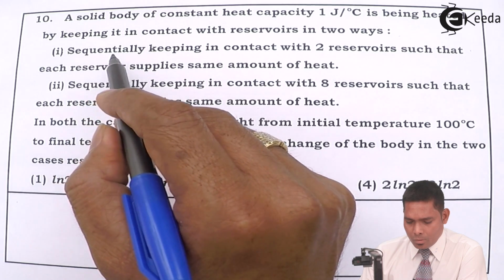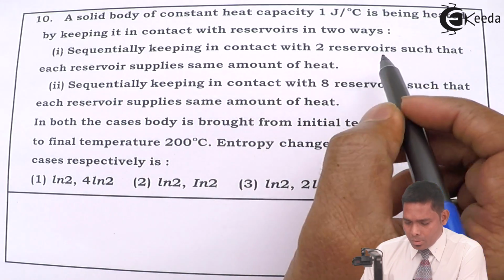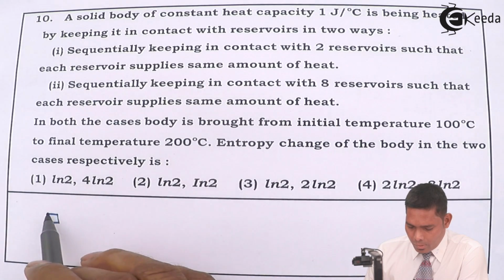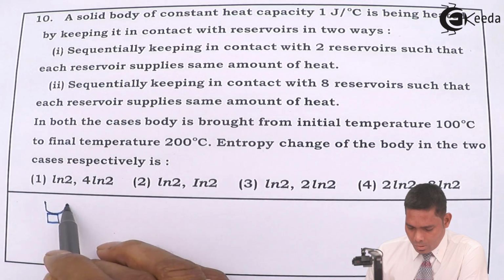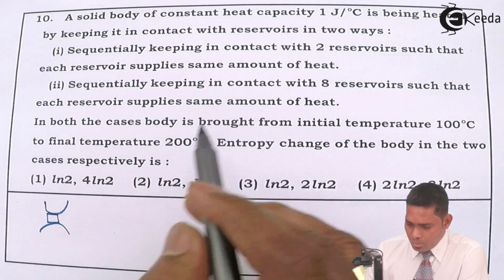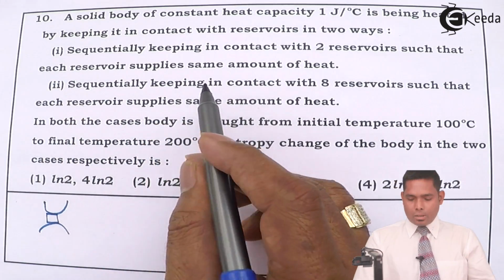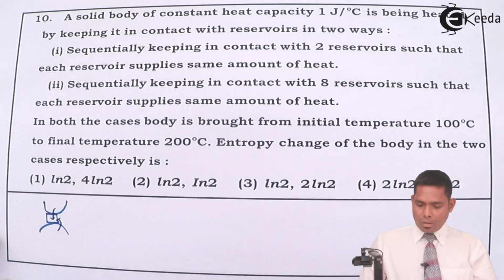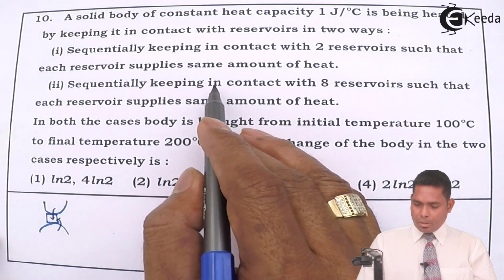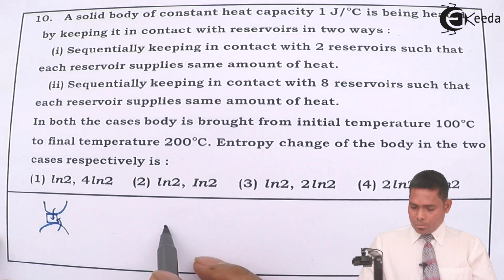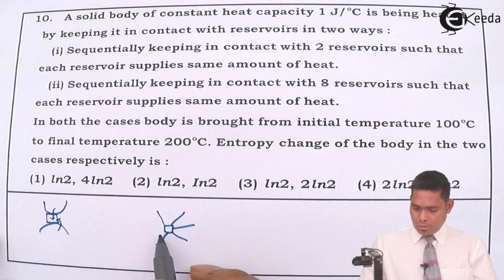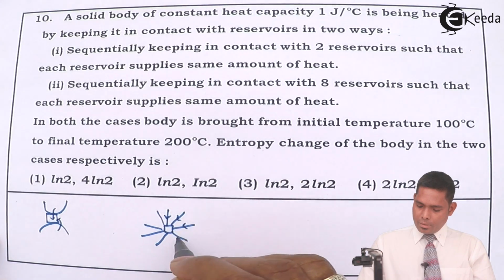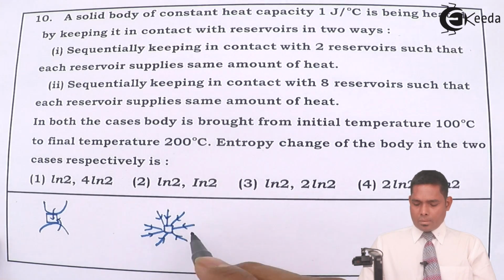First arrangement is keeping it in contact with two reservoirs. So first the object is in contact with two reservoirs. Suppose one is here, another is here, so that each reservoir supplies the same amount of heat. So this supplies heat and this also supplies heat to the object. The second part is subsequently keeping it in contact with 8 reservoirs, 1, 2, 3, 4, 5, 6, 7, 8, such that each supplies the same amount of heat.